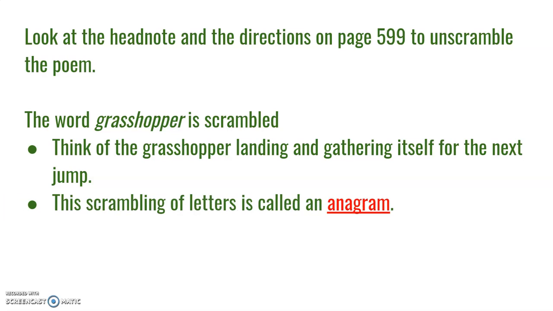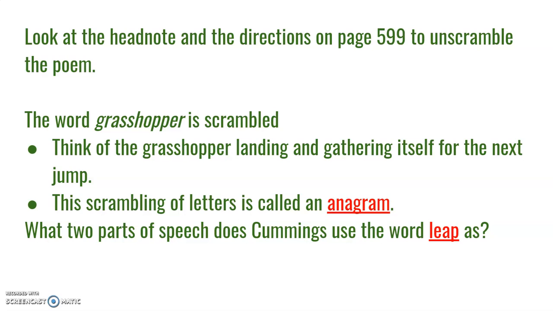So again, I already said this, but just so that you have this word down, the scrambling of the letters is called an anagram. Now, here's another question for you. What two parts of speech does Cummings use the word leap as? And you might at first glance not even see leap, but if you look carefully and if you uncapitalize random capitalized letters, you'll see that it kind of descends in the middle of the poem down the page. And there's an exclamation point preceding the P in the word leap.